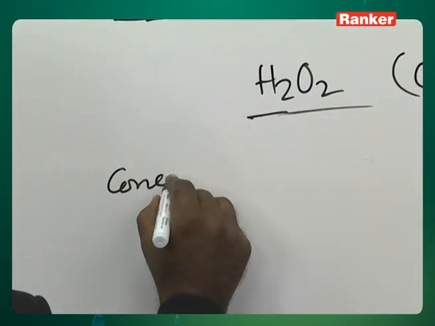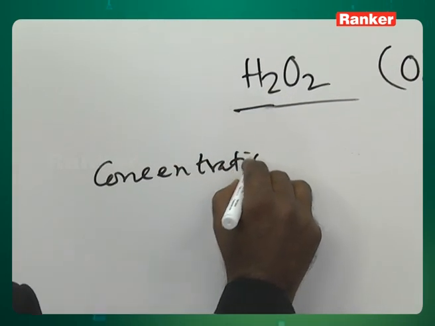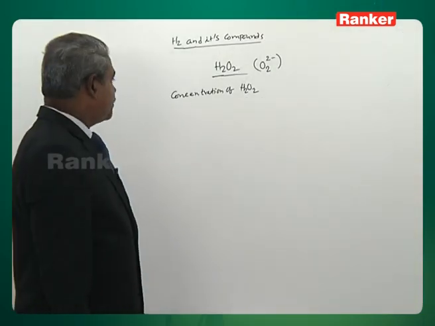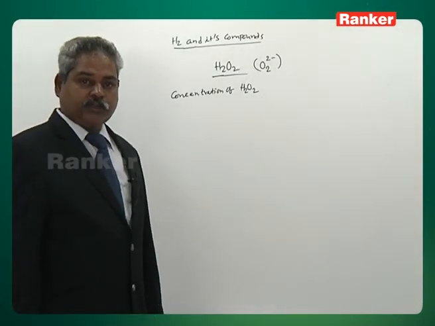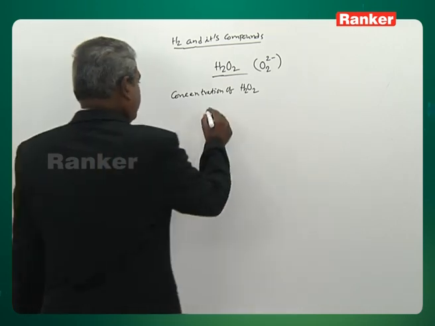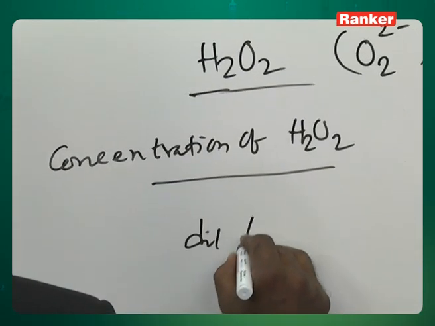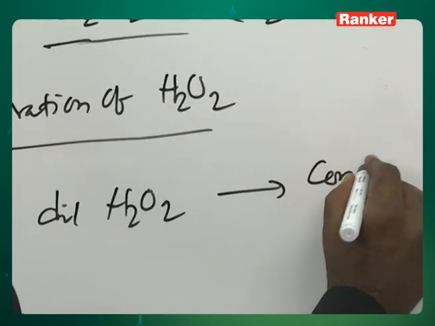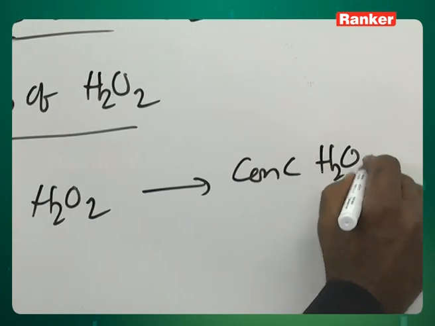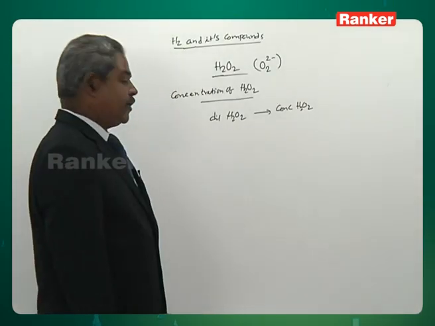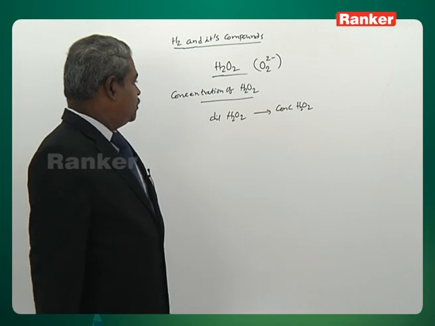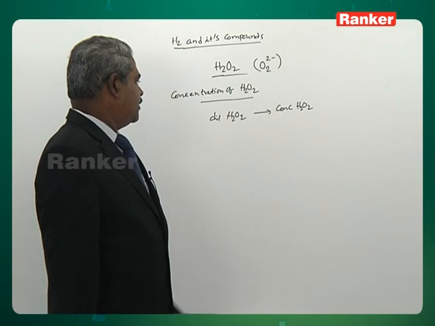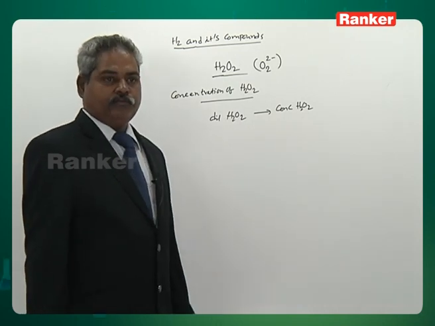Concentration of H2O2. I am not talking about measurement of concentration. Here concentration of H2O2 means dilute H2O2 to concentrated H2O2. Suppose there is a lot of water, dilute H2O2 to concentrated H2O2. Concentrating a solution of hydrogen peroxide, a dilute one. Usually what can we do? By heating, what will happen? Water will evaporate. You will get concentrated H2O2.